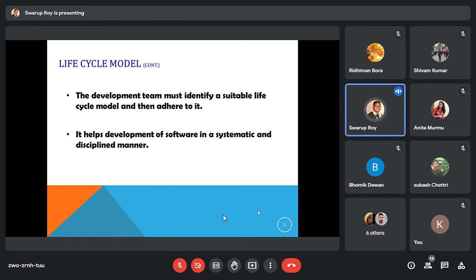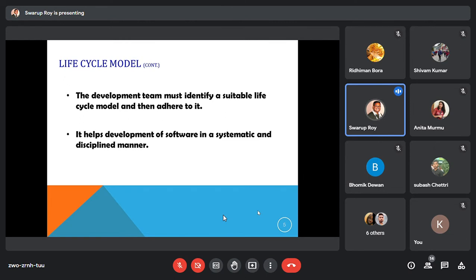Looking into the nature of that particular project, they may decide a particular life cycle model, because not all projects will fit into the same type of model. It depends on the problem in hand. So the company or the development team given the software development task decides which life cycle model to consider for that type of project.